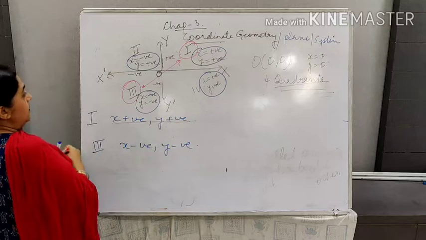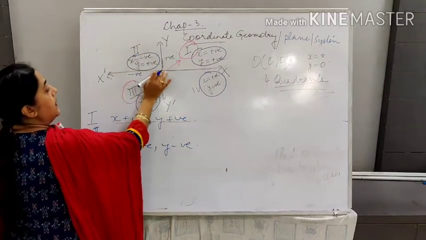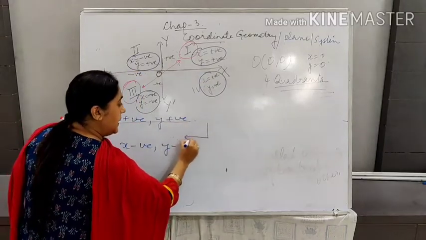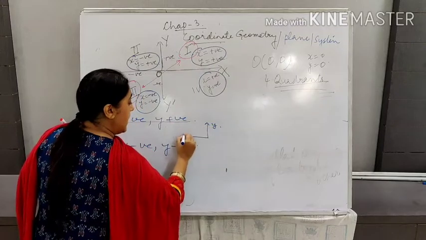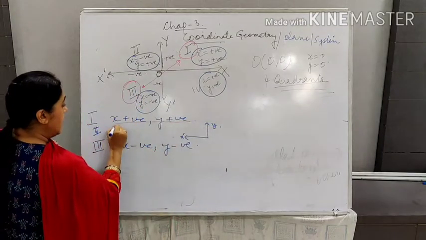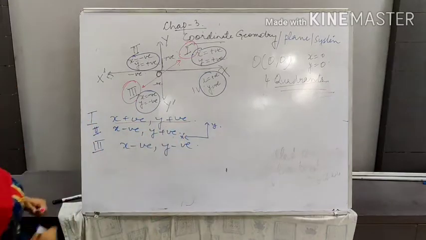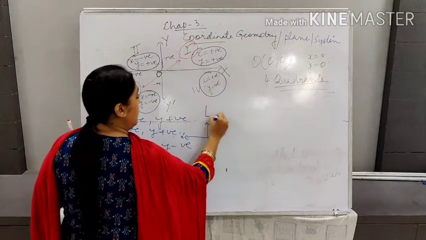Similarly, when I am talking about the second quadrant, which line is coming in the second quadrant? See, in the second quadrant this line is coming. Please see, this is y and this is x dash. So what is it? X negative, y positive, right? X negative, y positive. If I was talking about the first quadrant, it was going like this.